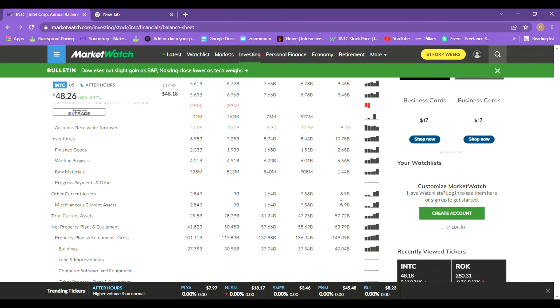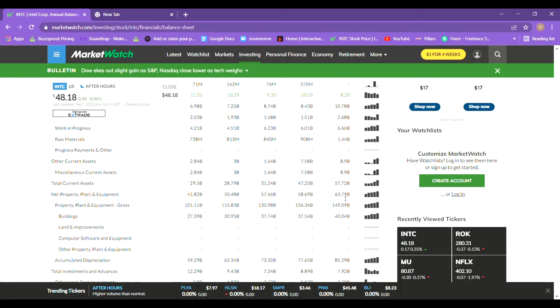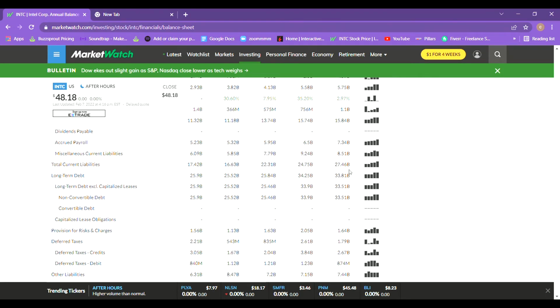Moving into the balance sheet now, we're going to start off by looking at their current assets. So their current asset growth looks good, as they brought this up to 57 billion, which is an increase of 96% from 5 years ago. Now, with their current liabilities, on the other hand, as of 2021, they're at 27.46 billion, which is nice to see, as they have about 30 million more current assets than current liabilities.